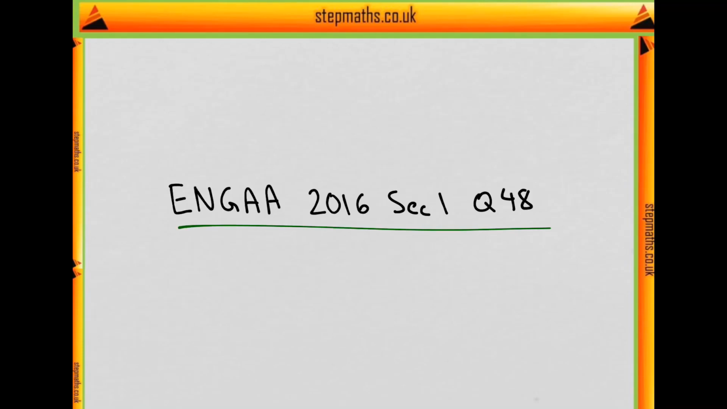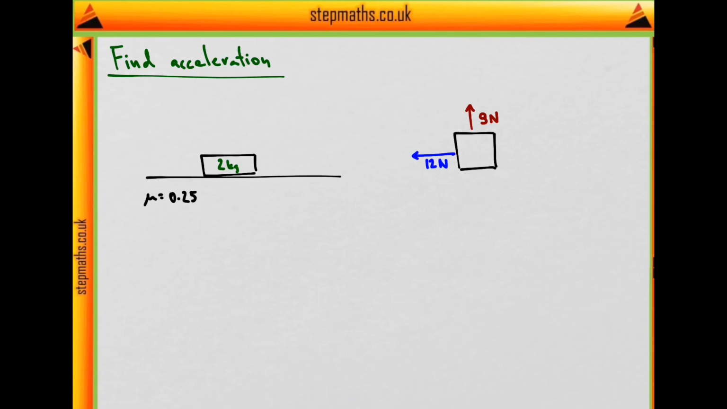In this video, we'll look at question 48 from the 2016 exam. In this question, we have a 2 kilogram block on a rough surface of coefficient of friction 0.25, and we can here see a picture of it from the side, and here it is from above. And as we can see, there are two forces acting on it, which are perpendicular to each other, one of magnitude 9 newtons and the other one of 12 newtons.